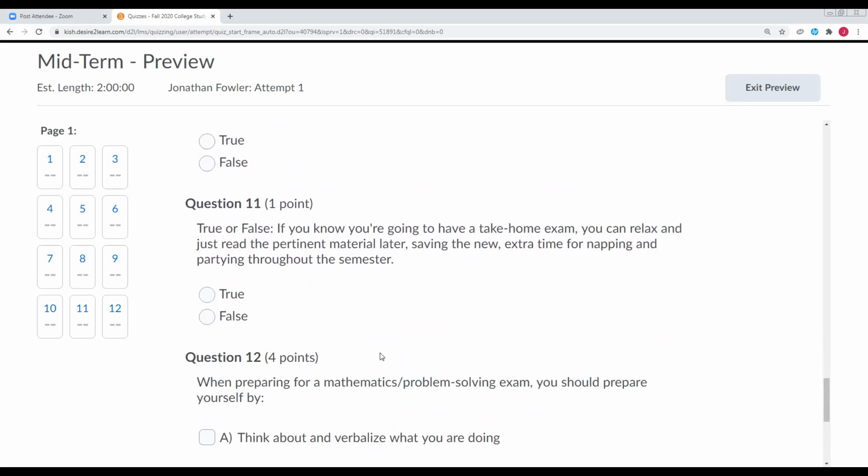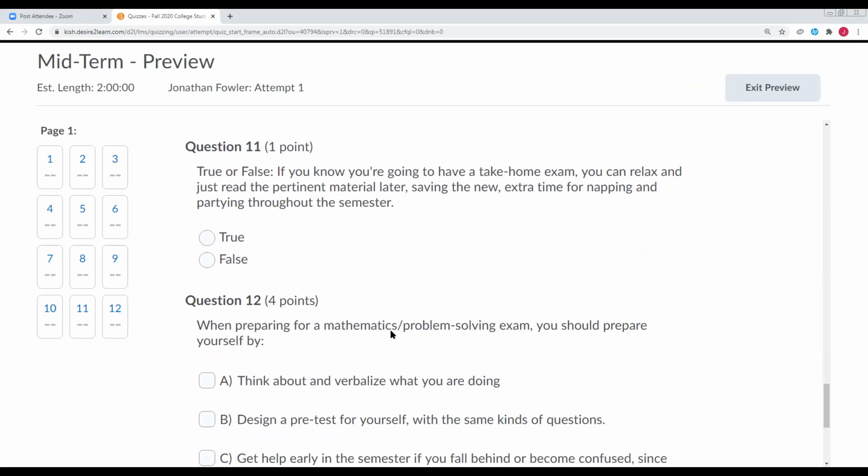Question 11 is asking if you know you're going to have a take-home exam. You can relax and just read the pertinent material later, saving the extra time for napping or partying throughout the semester. In case you were wondering, yes, this is a pretty easy give me question. I like to throw one of those in each time I create a quiz.